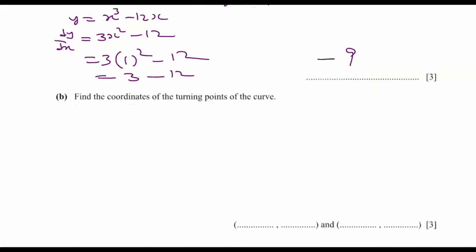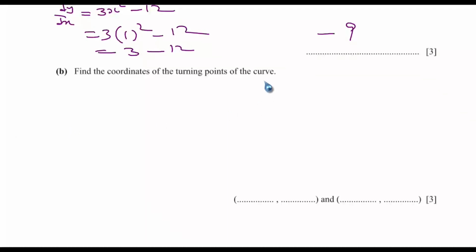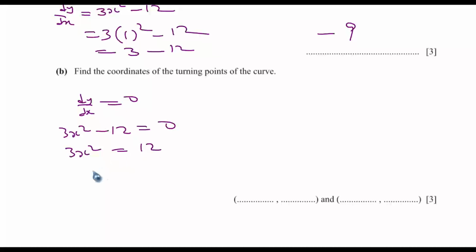Part B, find the coordinates of the turning point of the curve. So at the turning point, dy/dx is equal to 0. We already found dy/dx to be 3x squared minus 12, and we can set it to 0. If you solve this, we have 3x squared equals 0 plus 12, that will be 12. Let's divide both sides by 3. So we have x squared equals 4. If we take the square root of both sides, we have x equals plus or minus 2.